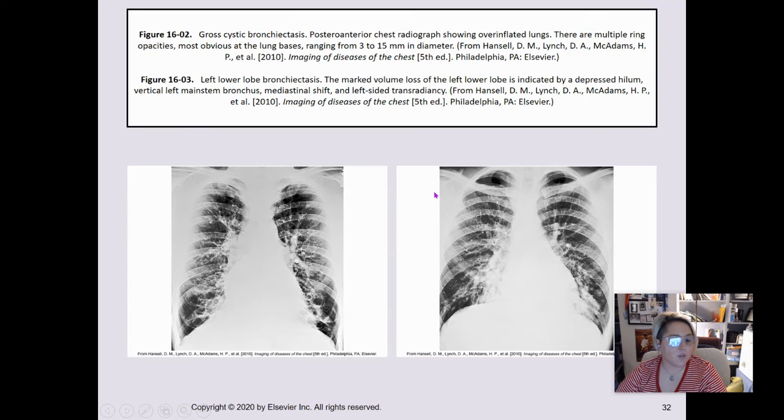So here we have a left lower lobe, okay? The marked volume loss of the left lower lobe is indicated by a depressed hilum, vertical left main stem bronchus, mediastinal shift, and left-sided transradiancy. Okay, I see a lot on the right too, though.